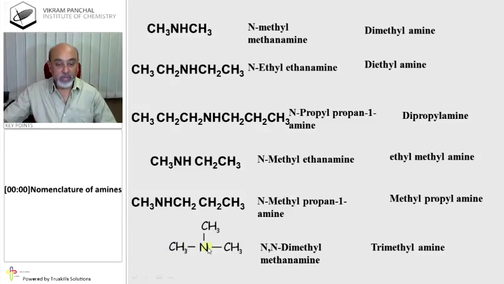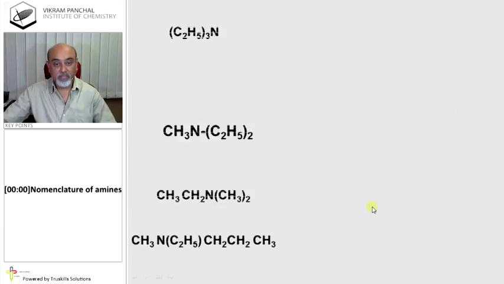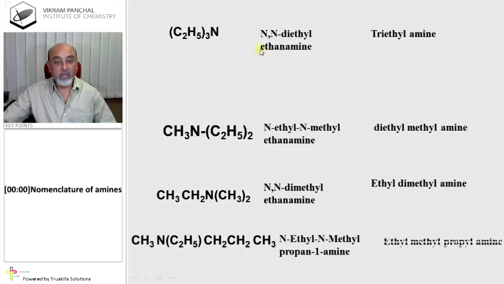Here the main compound is methanamine. Instead of 2 hydrogen, now we have 2 branches, they are methyl groups. So N,N-dimethyl methanamine or trimethylamine. In this case, 2 ethyl groups attached to nitrogen with main compound is ethanamine. So it is N,N-diethyl ethanamine or triethylamine. Here, 1 methyl group and 2 ethyl groups attached to nitrogen. So we write N-ethyl N-methyl ethanamine or diethyl methylamine.